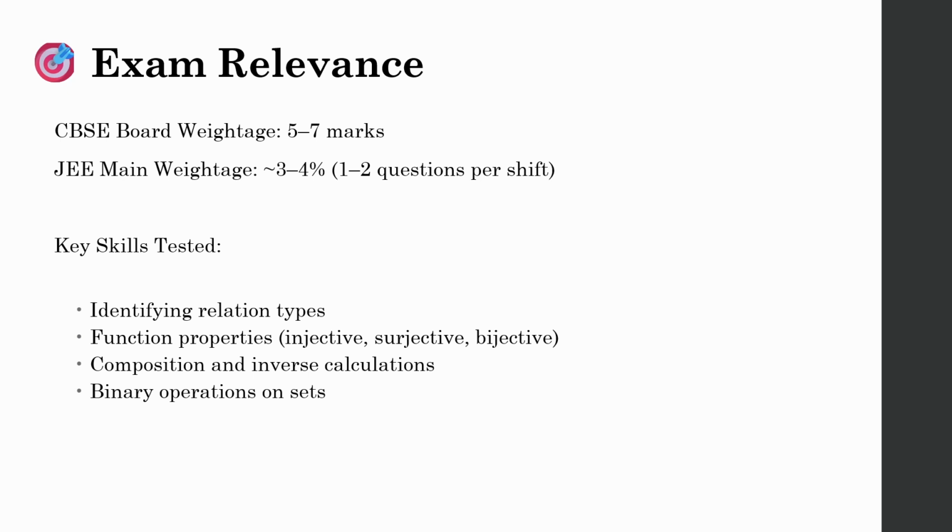Exam relevance for this chapter. CBSE board weightage is around 5 to 7 marks and JEE Main weightage is around 3 to 4%, that is 1 to 2 questions per shift. Key skills tested here are identifying relation types, function properties, composition and inverse calculation, and binary operations on sets.